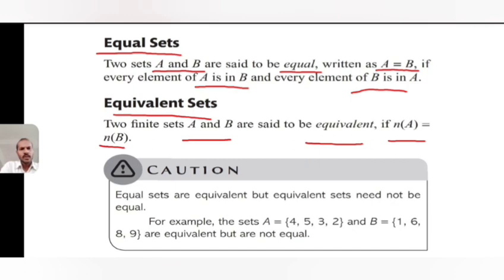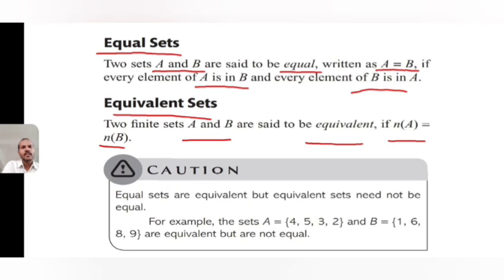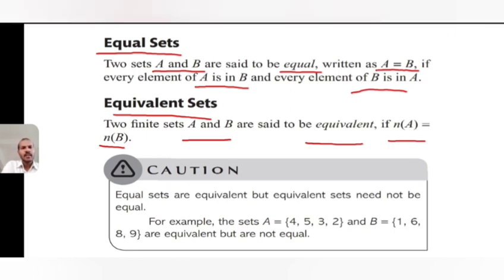Now, some important note: equal sets are equivalent, but equivalent sets need not be equal. For example, let us consider set A equals {4, 5, 3, 2} and set B equals {1, 6, 8, 9}. They are equivalent but are not equal.